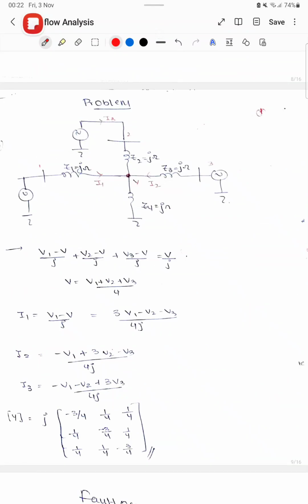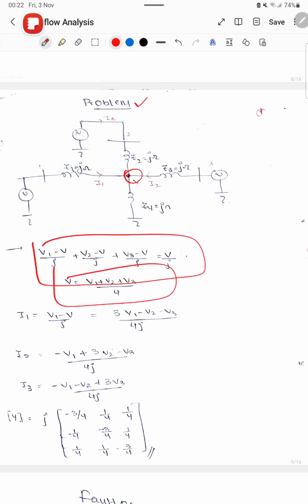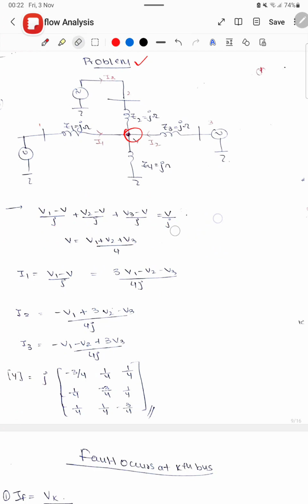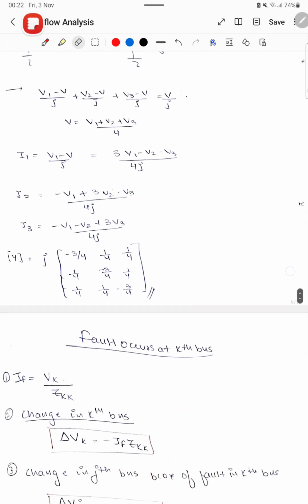Now we'll see one of the problems which is related to Ybus and could not be solved directly through the formulas which we have given. In such a case, we will follow the traditional approach. We'll normally write KVL, KCL, and then we will try solving it. Okay, you can pause this and check once.